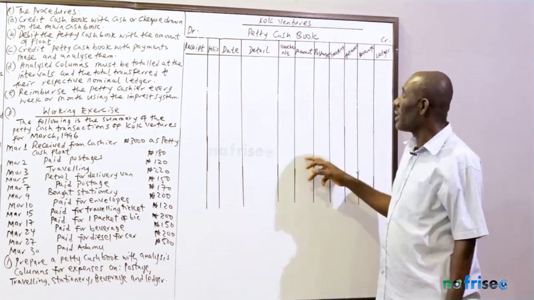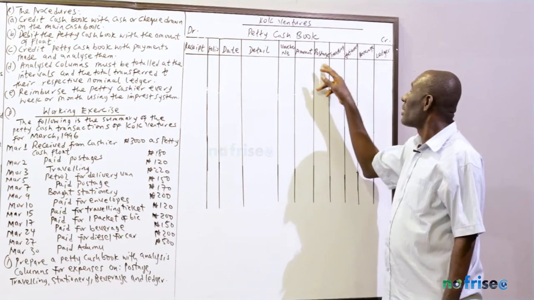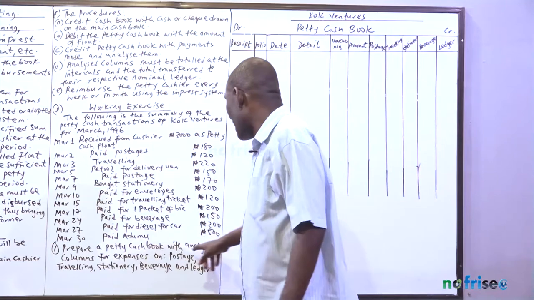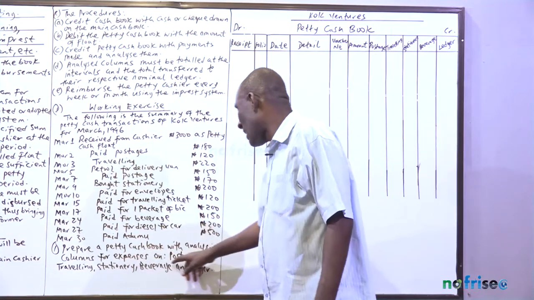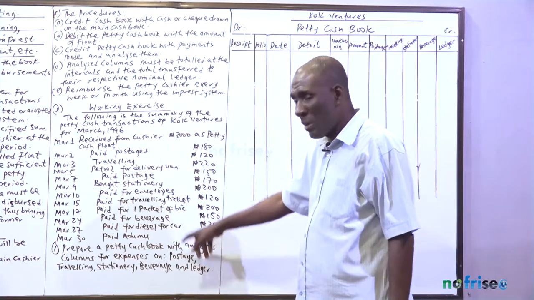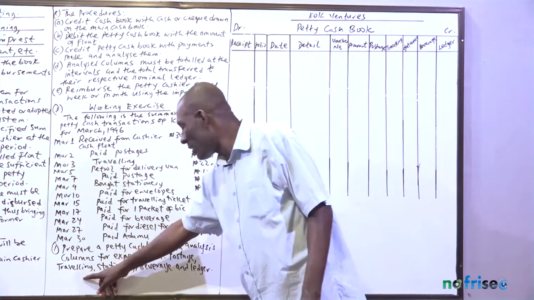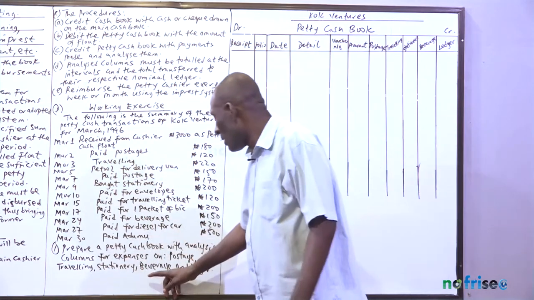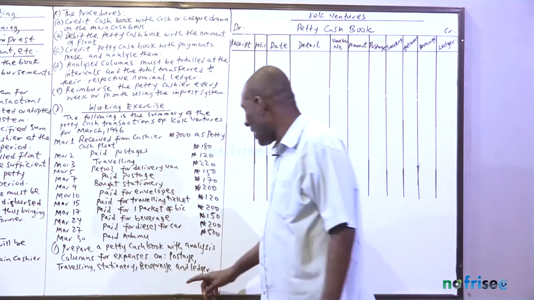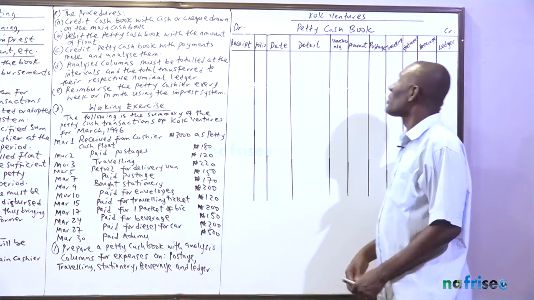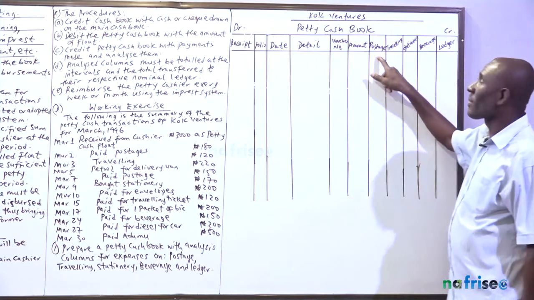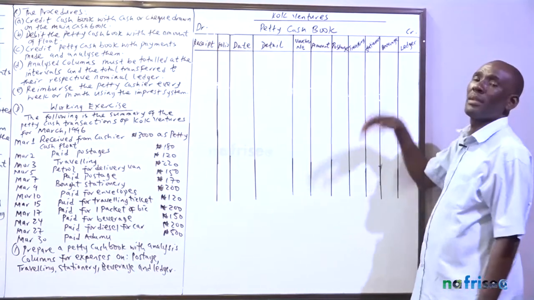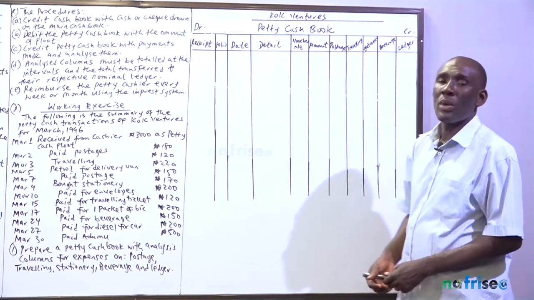The amount each time. The phrases here, it says, prepare petty cash with analyzed column for expenses as postage. We will pick postage from here. Traveling, we'll pick it from our transaction. Stationery, we'll pick it from here. Beverage, we'll pick it from here. And ledger, we'll also pick it from here. So that's why we have postage, traveling, stationery, beverage, and ledger. So with this, we can post our transaction.